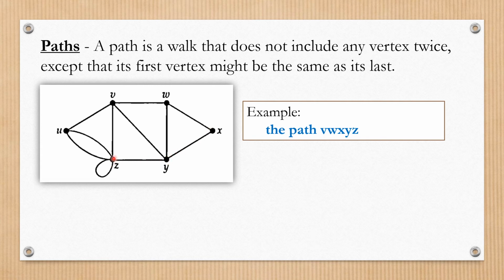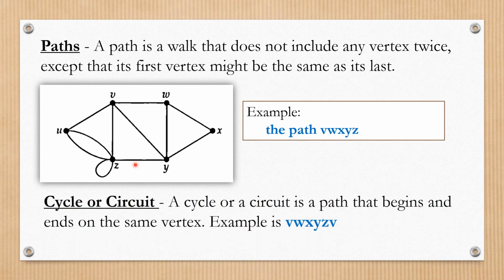Okay? So, as you have observed, hindi tayo dumaan sa vertex ng 2 beses, 3 beses. Instead, dumaan tayo sa mga vertex ng isang beses lang. V, W, X, Y, Z. Okay? Ang importante sa path, isang beses nyo lang pwedeng gamitin ang vertex. However, ito yung exemption.